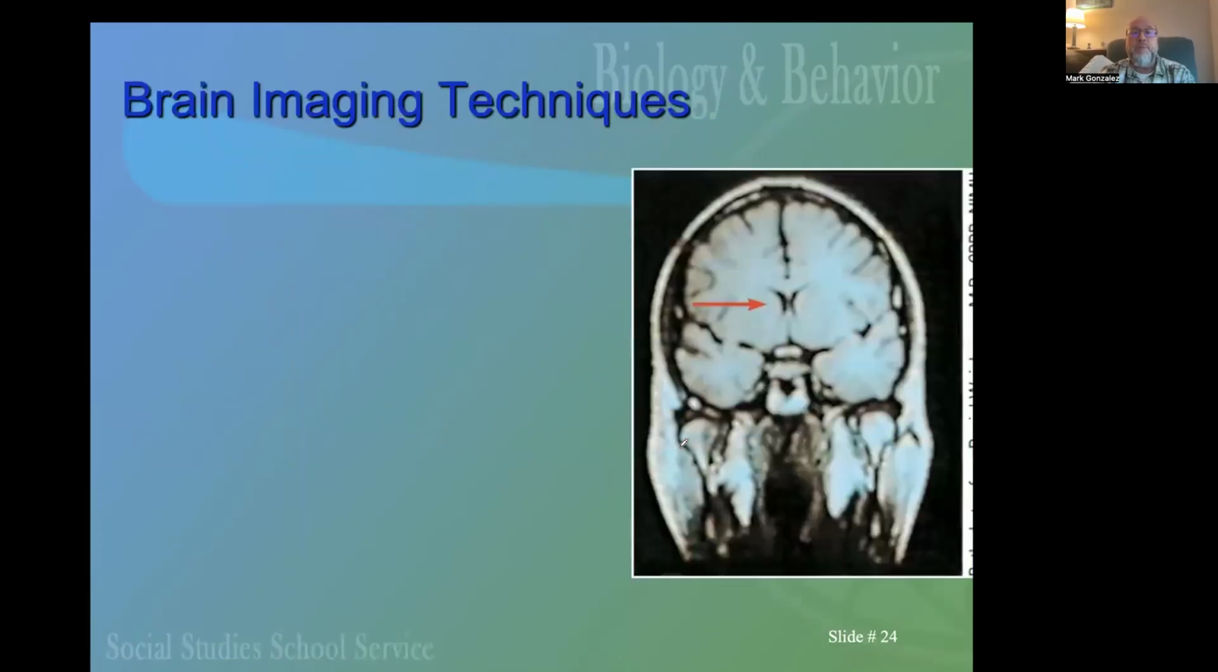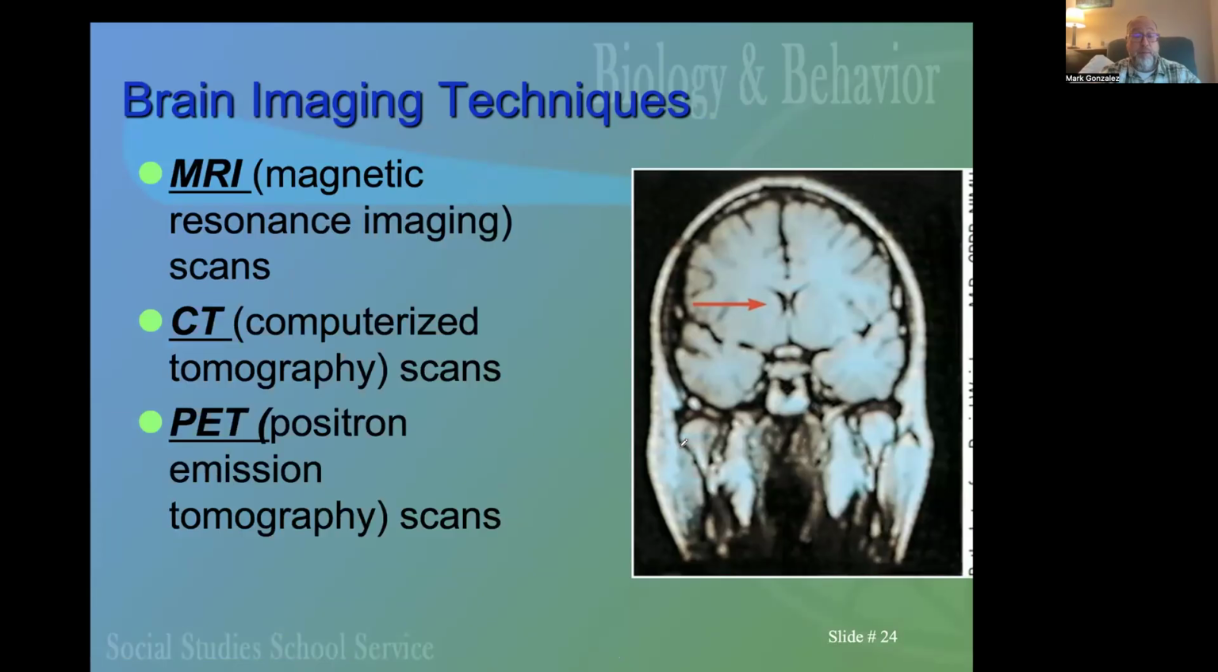So how can we actually look at a brain if there's been an injury, to get a full picture? There are a lot of these you've heard of before. Some of you may have had these if you've had a sports injury or fallen. I think you've all heard of MRIs, or magnetic resonance imaging scans. You've probably heard of CT or CAT scans, computerized tomography scans, and maybe even a PET scan, positron emission tomography scans.